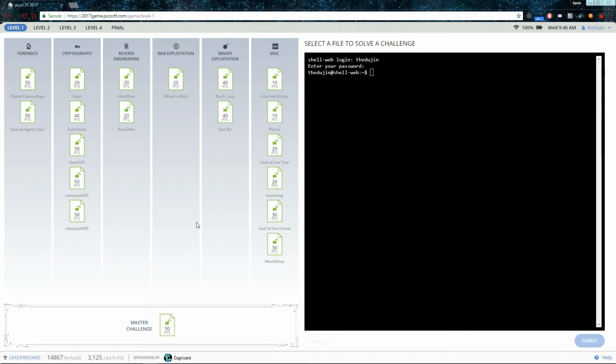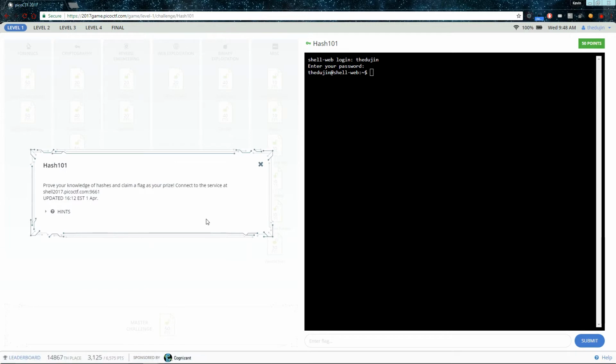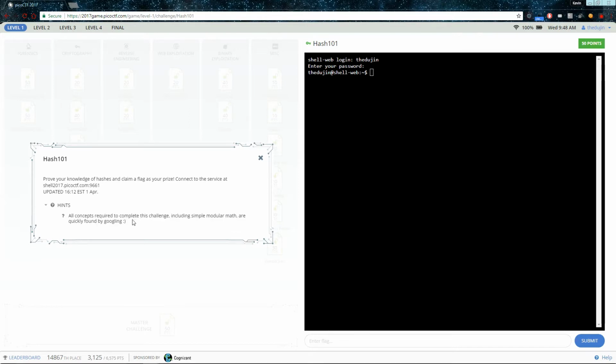This is the walkthrough for Hash101. Prove your knowledge of hashes and claim a flag as your prize. Connect to the service at this address. Here is the hint. So the hint says everything can be found by Googling, and that is pretty much correct. I'll demonstrate what you need to Google though.